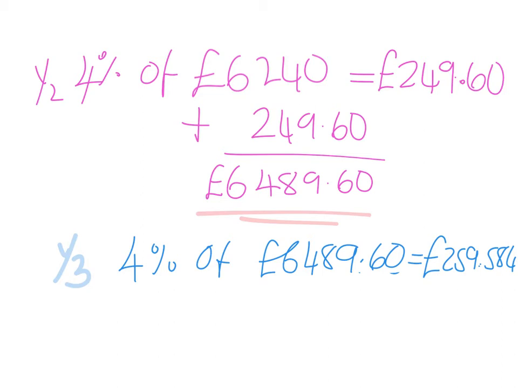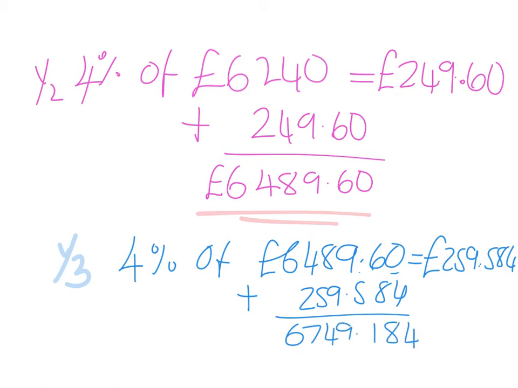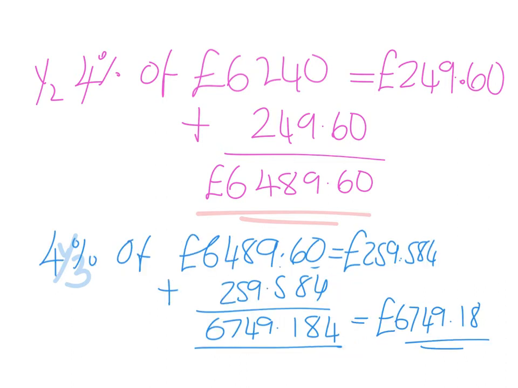So we add that onto the total. We're going to round up at the end, we're not going to round up just yet. And we end up with 6,749.184. And so that's the total that we have at the end of the 3 years. And if we want to put that into money, and that's the balance. So let's see if we can't find another way to do this.